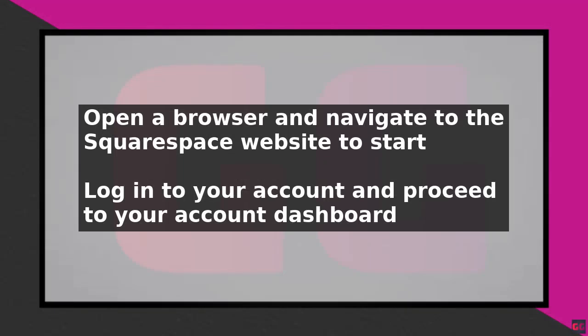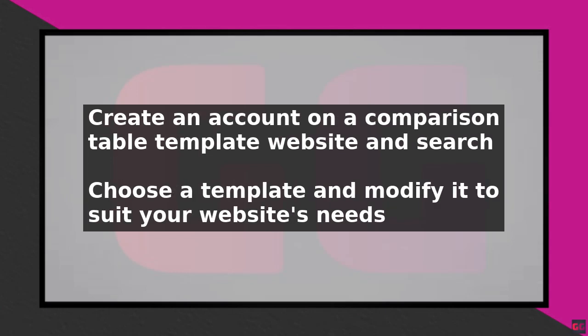To add a comparison table on Squarespace, start by opening a browser and navigating to the Squarespace website. Log into your account using your email and password. Then proceed to your account dashboard. From there, select the website where you want to add the comparison table.